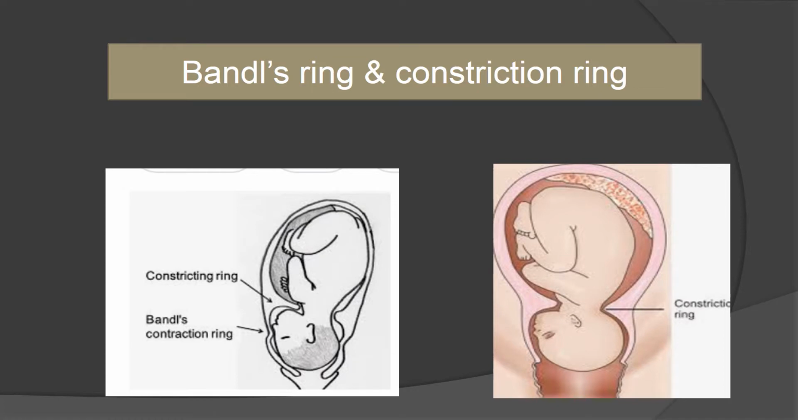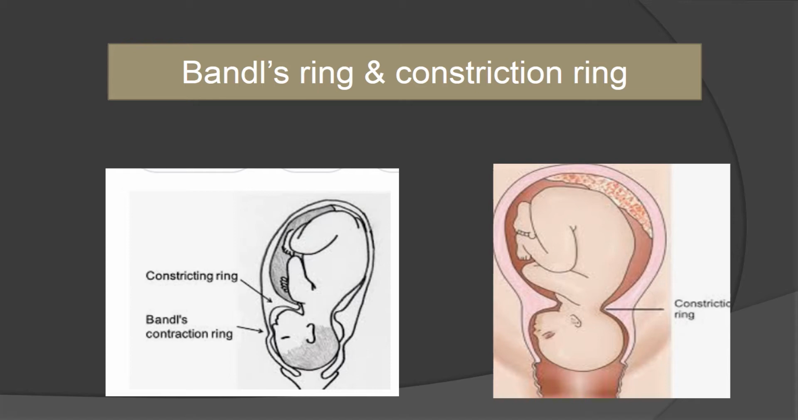In this figure, on the right side, you can see a uterus and fetus showing the constriction ring around the neck of the fetus. On the left side, you can see the figure showing the constriction ring around the neck, as well as the position of the Bandl's ring, which occurs at the junction of the upper segment and lower segment. So remember, a constriction ring is due to incoordinate uterine contraction and can occur anywhere on the part of the uterus.